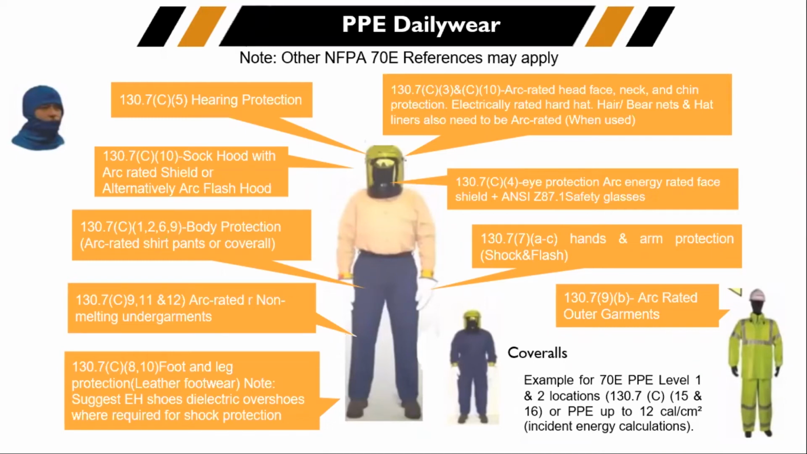As a note, it suggests shoes; electric overshoes are required for shock protection. The arc-rated heat face, neck, and chin protection. Electrical-rated hard hat. Hair, beard nets, and hat liners also need to be arc rated when used. Then we have the eye protection: arc energy rated face shield, plus ANSI Z87 safety glasses. The hands and arm protection, shock and flash, and finally the arc-rated outer garments.